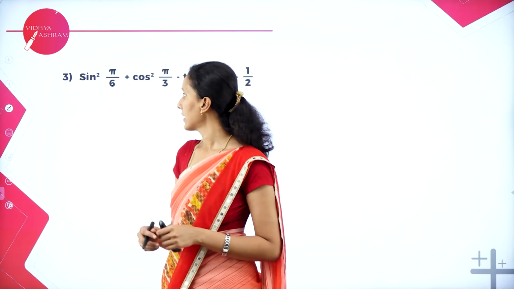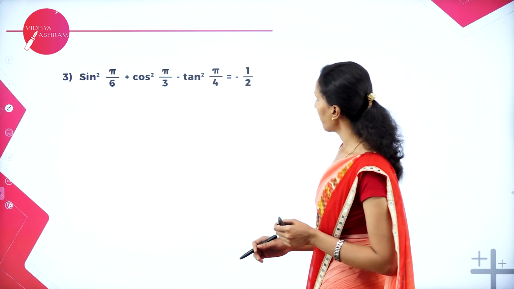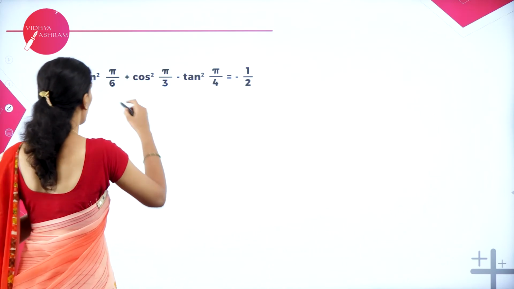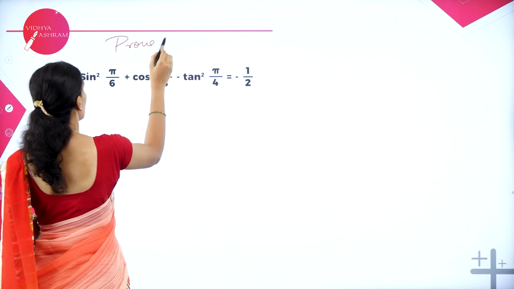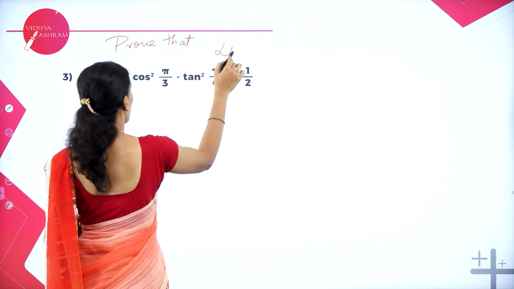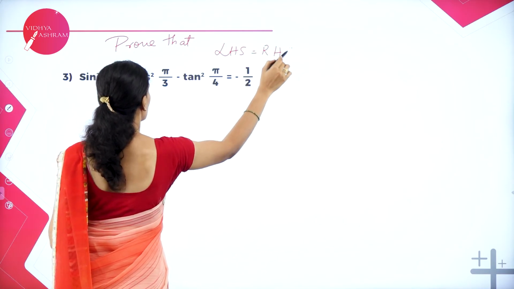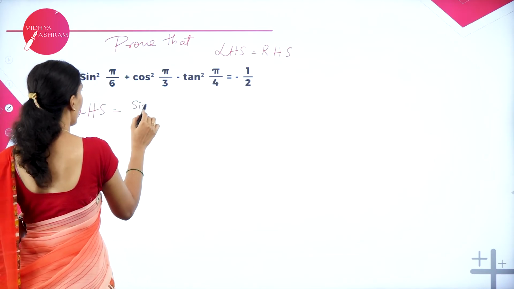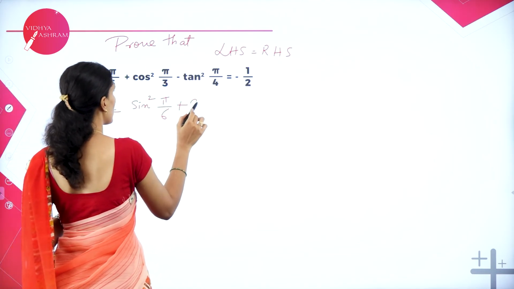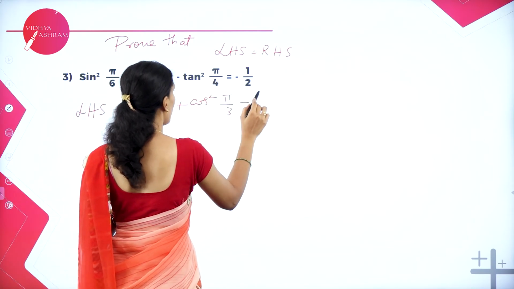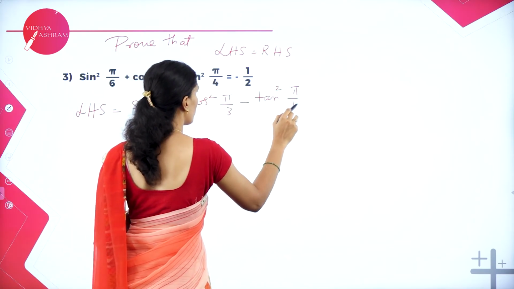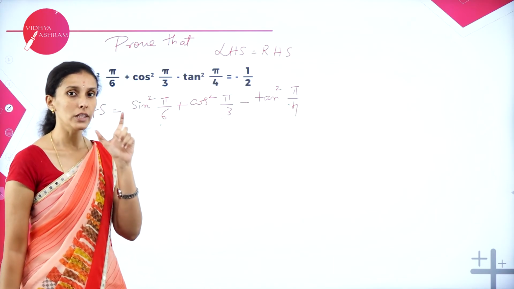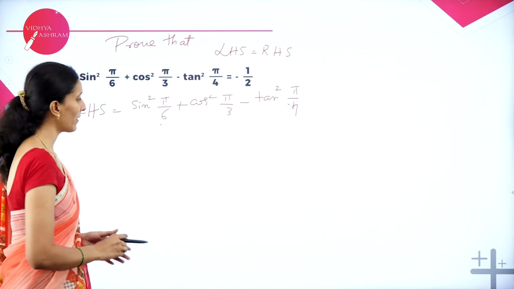Next type of questions. Sine square pi by 6 plus cos square pi by 3 minus tan square pi by 4 is equal to minus half. These are all questions of the form prove that. So you can prove it in the form of LHS equal to RHS. So let me take my left hand side. My left hand side is sine square pi by 6 plus cos square pi by 3 minus tan square pi by 4. Pi by 6 means 30 degrees, pi by 3 is 60 degrees, pi by 4 is 45 degrees. Remember all the standard values of all these functions beforehand.